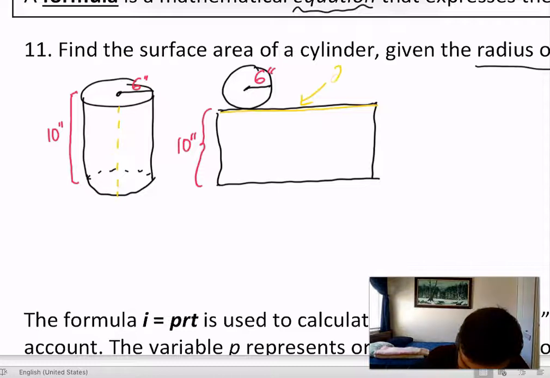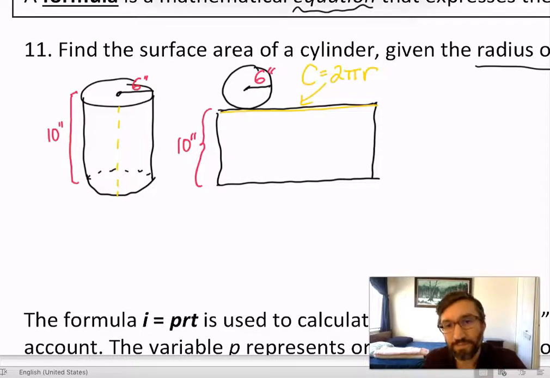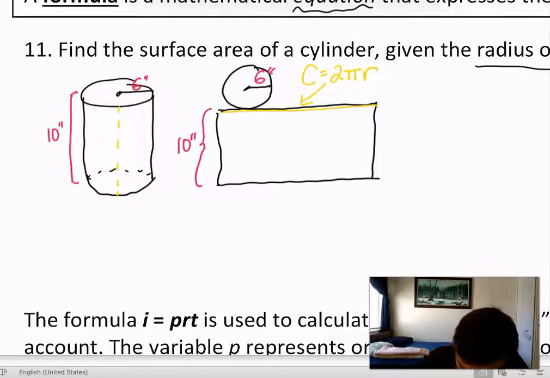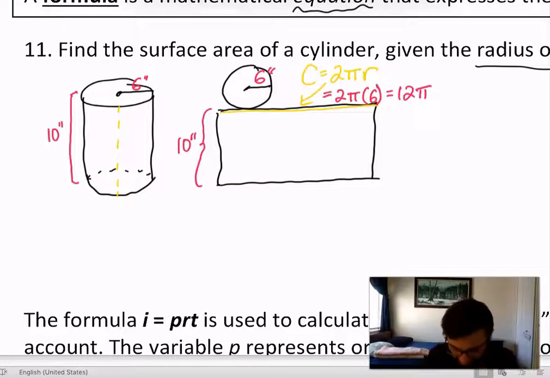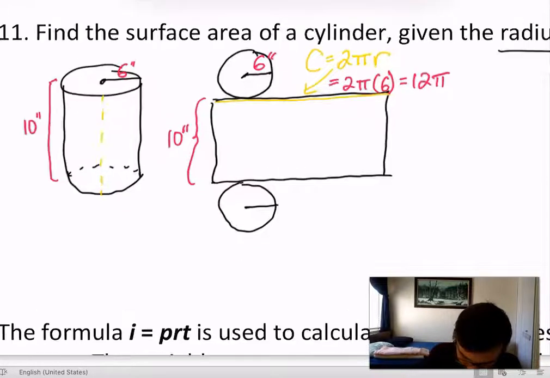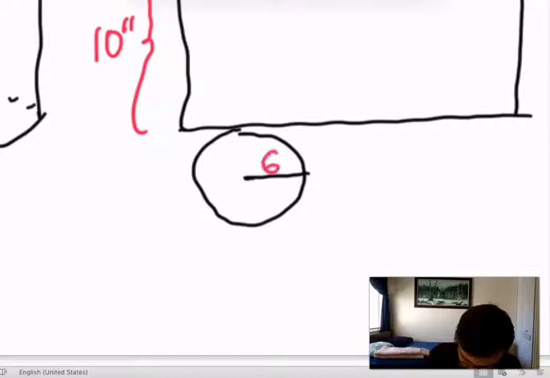So circumference of the circle, one formula is 2 pi r. And we know what r is. R is 6. So that would be equal to 2 pi times 6, which is 12 pi. And then also, I don't want to forget, the cylinder has a base, and that base also has a radius of 6 inches.